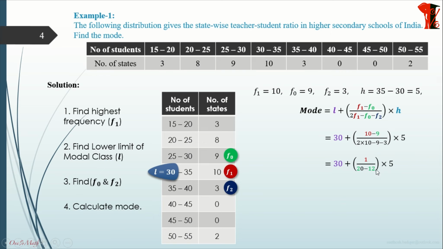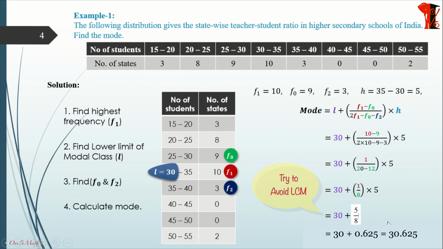The next step is this. Now let us resolve the bracket first. When you resolve, 20 minus 12 will give you 8. Then multiply 5 by 8 and calculate it. The answer will be this. Always remember, you first divide this, then add the answer to the L. Do not take LCM here. You can take LCM and you will get the answer, but it is better not to. I hope it's clear, correct?